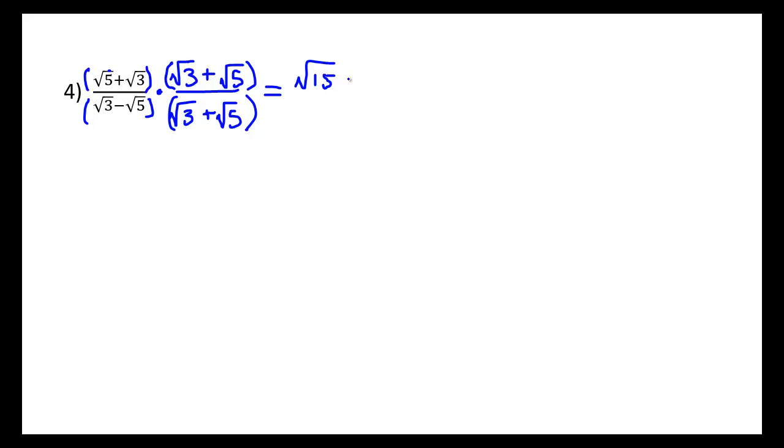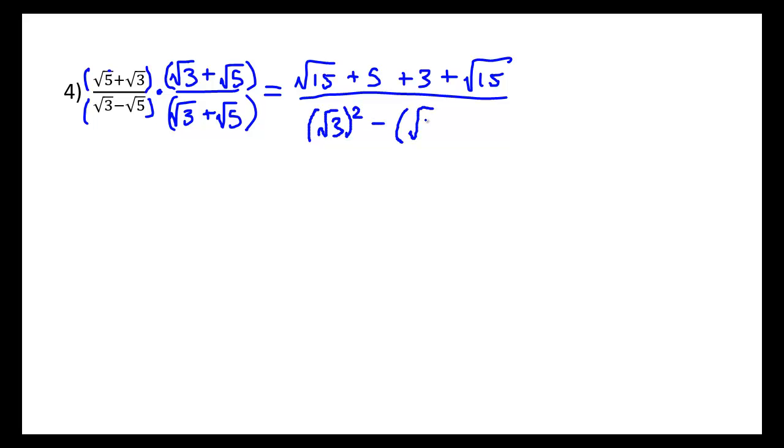Outer times outer will be plus, well, square root of 5 times square root of 5 would be just 5. Inner times inner would be plus 3, which is square root of 3 times square root of 3. And last times last would be plus square root of 15, which would be square root of 5 times square root of 3. That's all over the denominator, which we now know we can use the shortcut of first term squared minus second term squared.